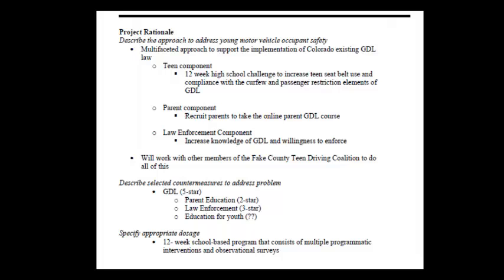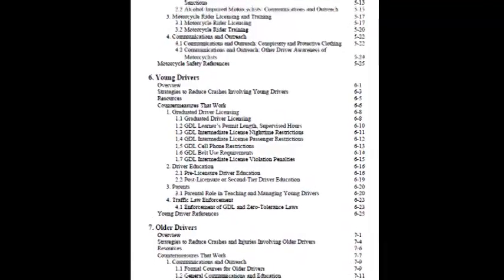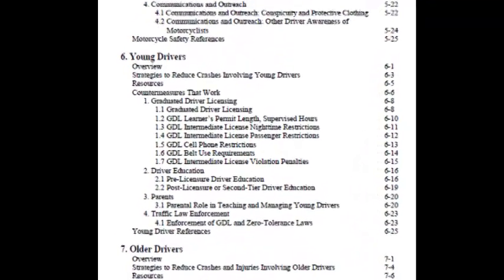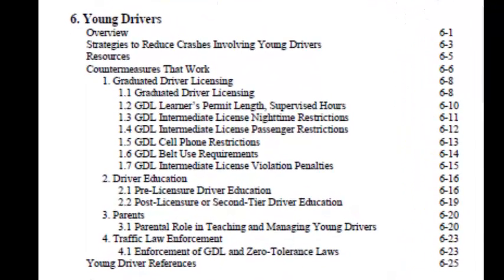Okay, so let's go to the countermeasures that work. Here is the countermeasures that work document for 2013, and you can get to this link right from CDOT's application guidance itself. That's what we did here. The first thing, after all the disclaimers and who wrote it and what it covers, you get into a table of contents. And so we know that young drivers, which is what we're focusing on, is here on page 8. This will give us a table of contents for what's contained in that section.